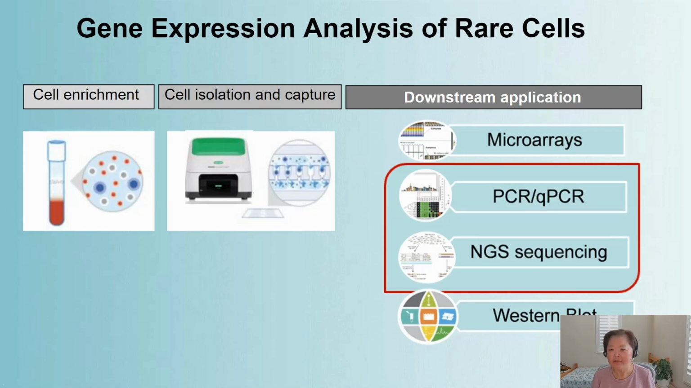So after the cells get enriched, isolated, and captured, researchers can also extract RNA for gene expression analysis. Among the common tools here, we will focus on PCR, qPCR, and NGS sequencing. The PCR method is one of the most powerful and sensitive techniques. It's a gold standard for detecting and quantitating gene expression products. It's very easy with a fast turnaround time, but PCR needs to design and validate the primer, and it can only detect a known sequence.